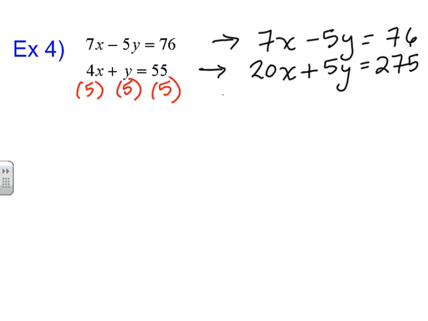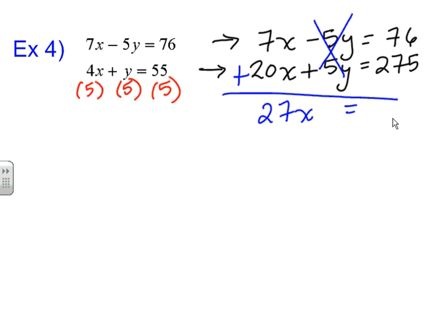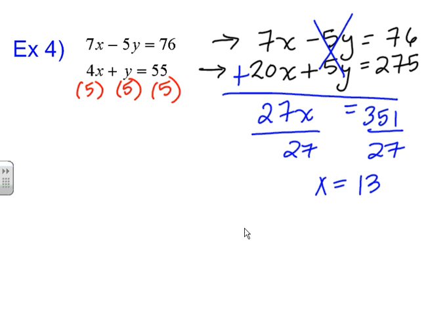So now when I go to add them together, 20 plus 7 is 27x. The 5y's will go away because they're opposite. And when I add this together, I get 351. Now I'm going to divide both sides by 27. And when I do, I find that x equals 13. So in my ordered pair so far, I have in the first spot the x, I have a 13.